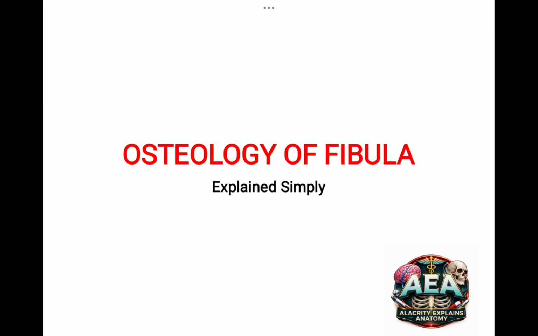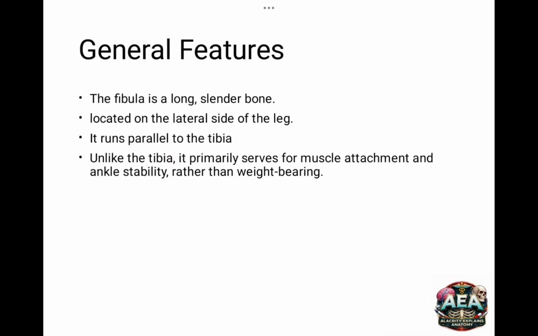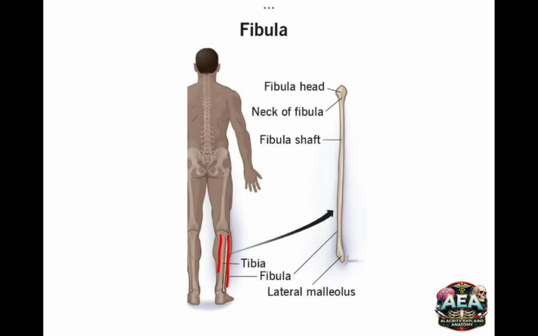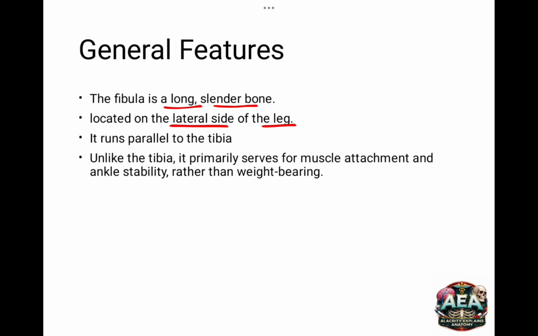Today we are going to be looking at the osteology of the fibula bone. For general features, the fibula is a long, slender bone located on the lateral side of the leg. Look at this image. This is the tibia here, and this is the fibula. See it on the lateral side of the leg. It runs parallel to the tibia.